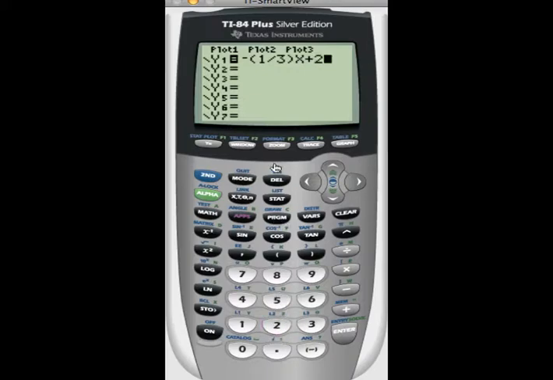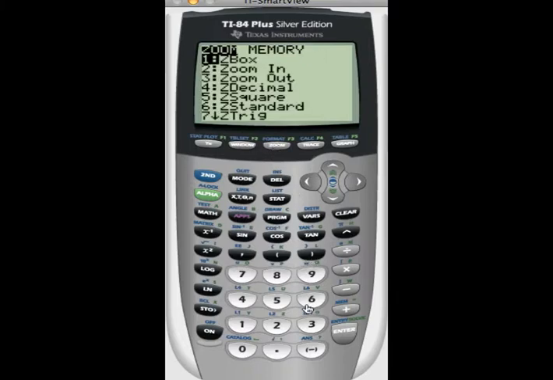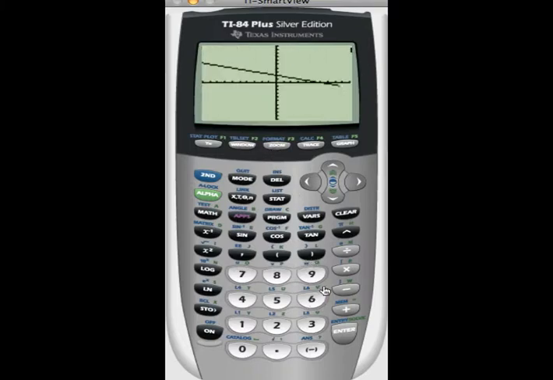Now to graph it, you have to set your window. To make sure you have a proper window, you click the zoom button and then 6, which is a standard window, and it gives you your axes from negative 10 to 10 on the x-axis and negative 10 to 10 on the y-axis. We see we have our graph of our line, negative 1/3 x plus 2, and notice there are 3 points here that we had before, 6, 0, 0, 2, and negative 3, 3.